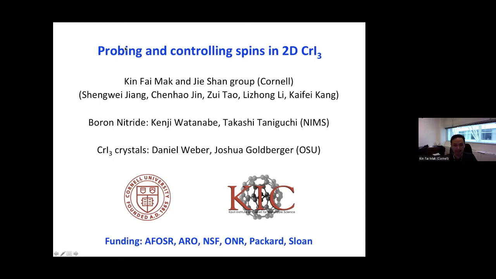So I will be talking about some of our recent experiments on probing and controlling spins in 2D chromium iodide. We're from Cornell, and these are the people who actually did the work. In particular, Shengwei Jiang and Chenhao Jin did a lot of the experiments that I'm going to tell you about. The boron nitride crystal is from the famous Japanese group, and the chromium iodide crystal is from Joshua Goldberger's group at OSU.